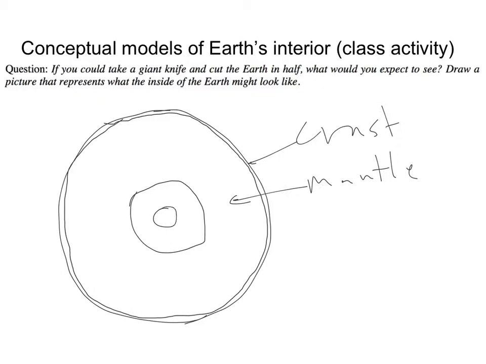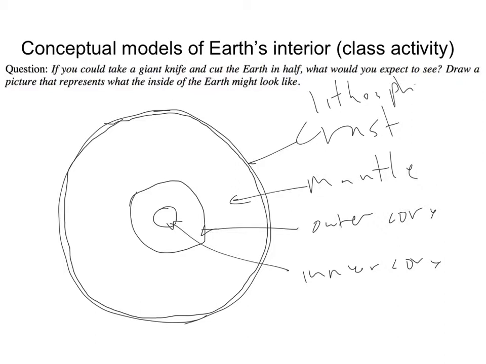Outer and inner core. I assume the outer core is on the outside and the inner core is on the inside. Quite a good question, lithosphere. We'll see that. Okay, is this basically what people did? Okay. Convection currents where? Okay. Does anybody else have anything else on their diagram? What, Brendan?